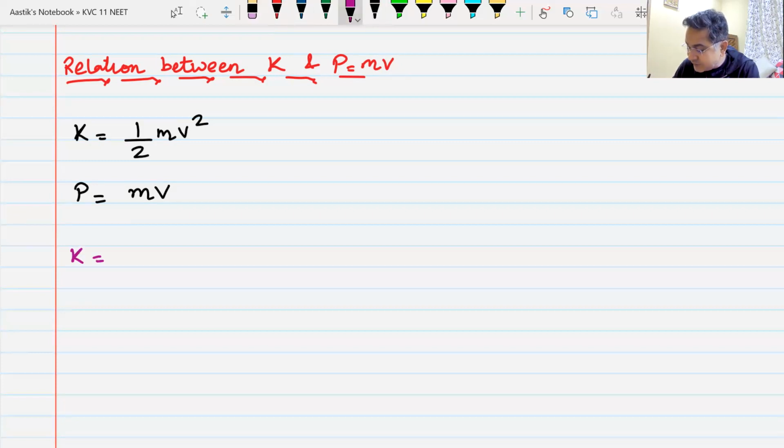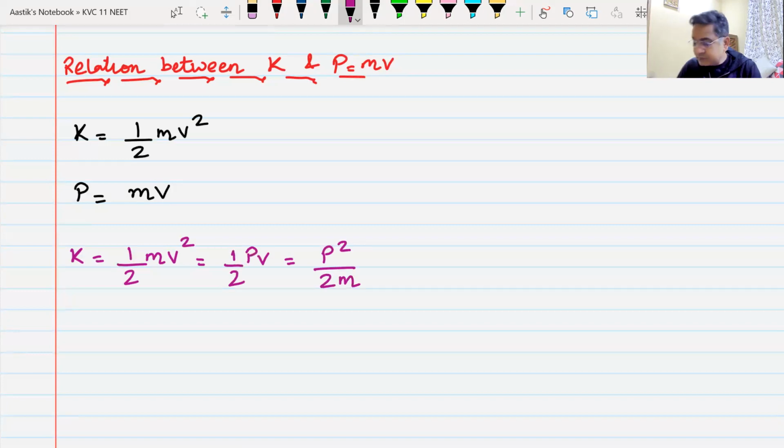Kinetic energy is half mv square. m into v is momentum. So you can write it as half into momentum into v, or you can write v as p by m. So you can write it as p square by 2m. So you can write kinetic energy as p square by 2m. Do we understand this? Yes or no? Simple relation from here and there.